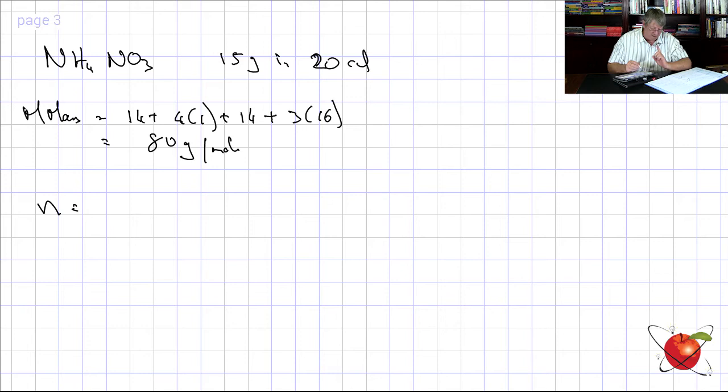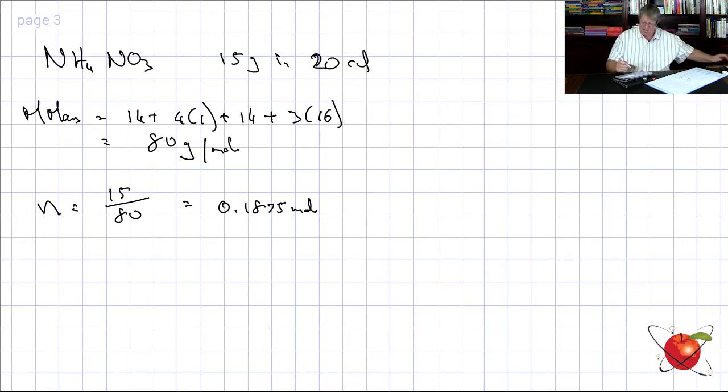Therefore, n is going to be mass over molar mass, which is 15 over 80. Right, 15 over 80, and let's just check, 15 divided by 80 is equal to 0.1875 moles. What didn't I do? I didn't convert. So the chances are in a test or an exam, I'm going to put 20 centiliters underneath there because, hey, it looks okay.